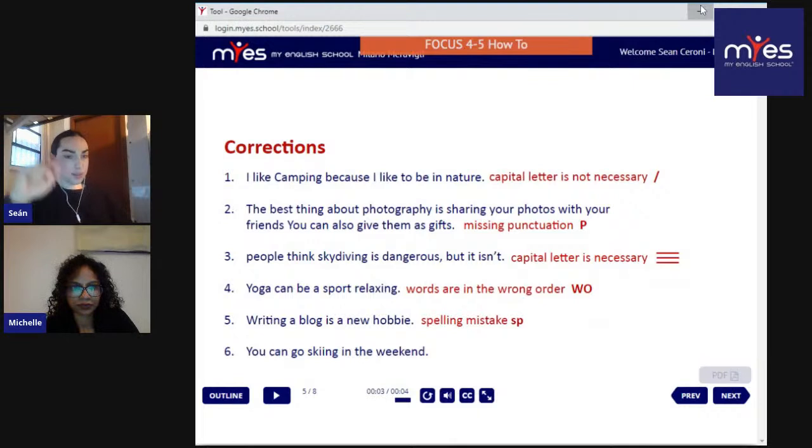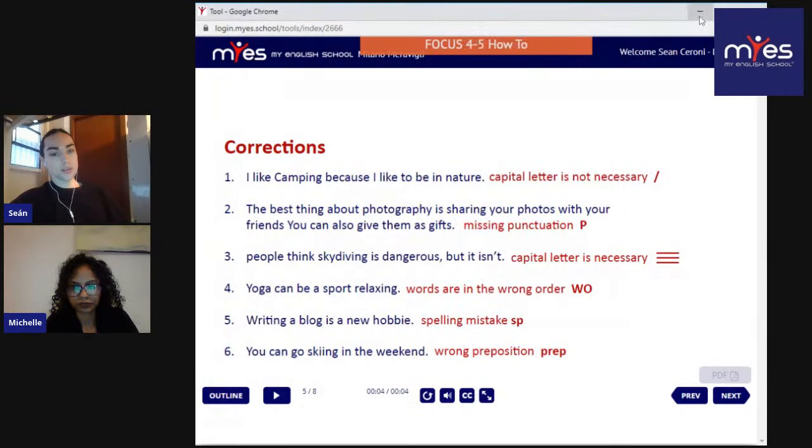So the last one: "you can go skiing in the weekend." This is also a mistake we've seen today. A common mistake with prepositions. It's the tricky one. You just have to remember what goes with what phrase with prepositions. So we don't talk about "in the weekend," we talk about "at the weekend." We use the preposition "at." So this is the wrong preposition.